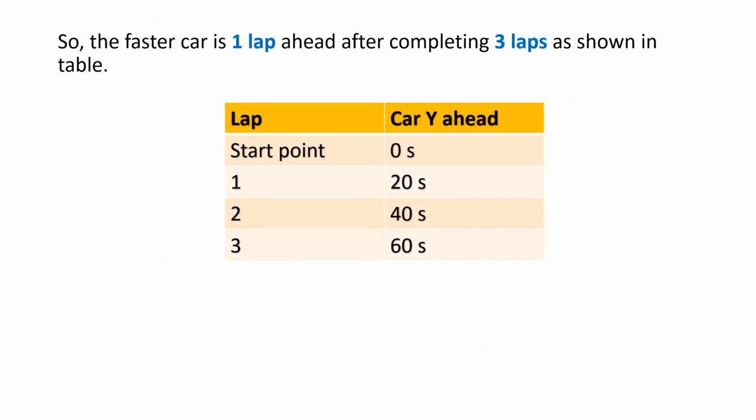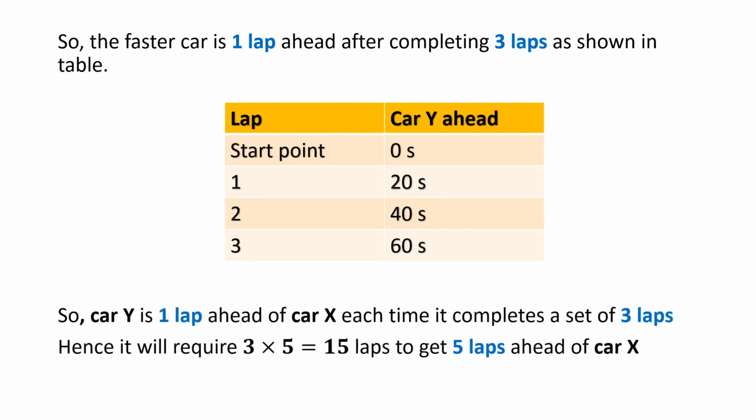So, the faster car is 1 lap ahead after completing 3 laps, as shown in the table. After completing 1 lap, car Y is 20 seconds ahead of car X. After completing the second lap it is 40 seconds ahead of car X. And after the third lap it is 60 seconds ahead of car X, that is the time taken by car X to complete 1 lap, so now car Y is 1 lap ahead of car X. So, car Y is 1 lap ahead of car X each time it completes a set of 3 laps. Hence car Y will require 15 laps to get 5 laps ahead of car X.